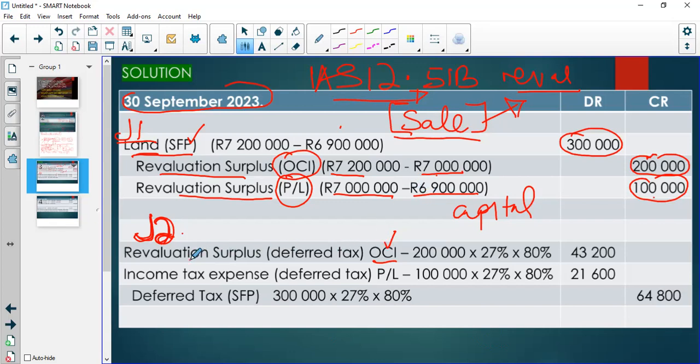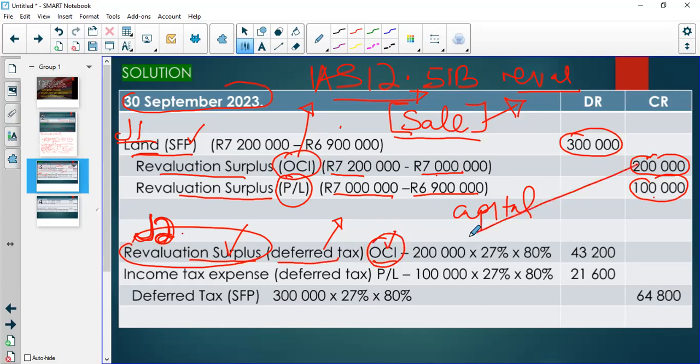All right, so our revaluation surplus. This is how you account for your deferred tax. The deferred tax that arises from other comprehensive income should be debited or credited to the revaluation surplus. In this case, it's a debit because it's an expense. We have gained and we are being taxed on that gain. So we debit the revaluation surplus account for the deferred tax, and that's under other comprehensive income.